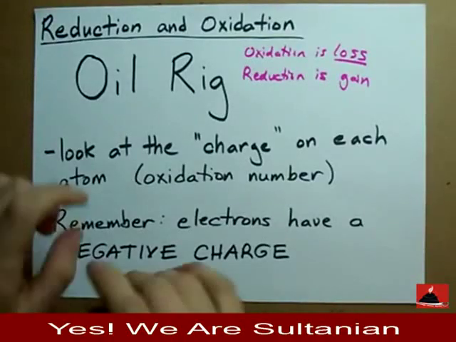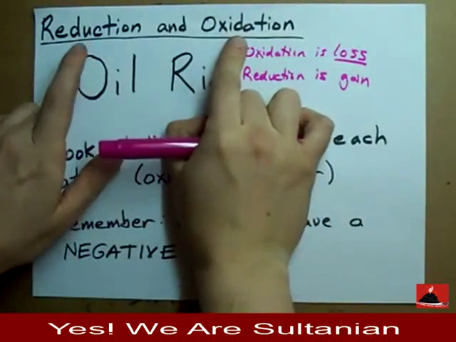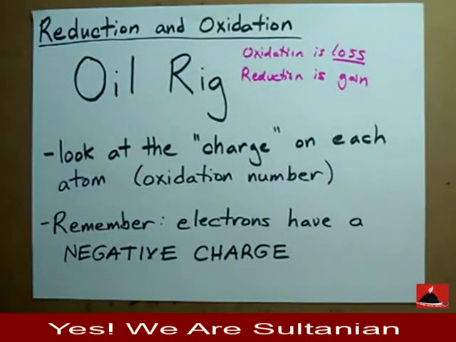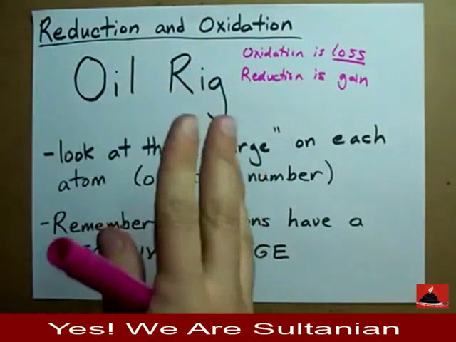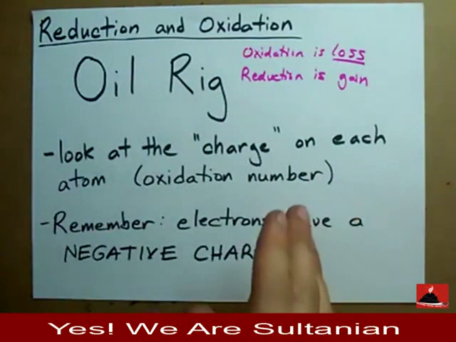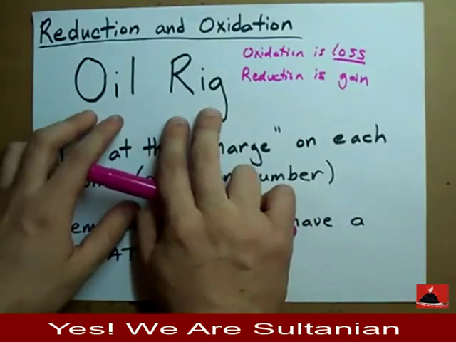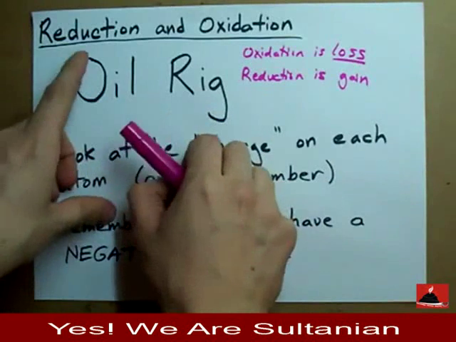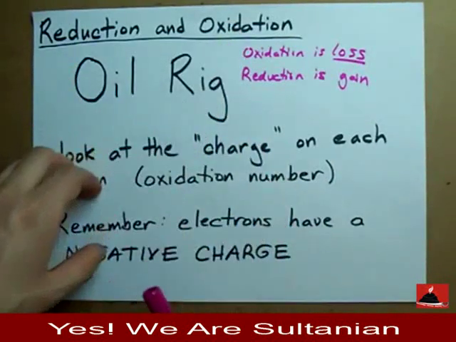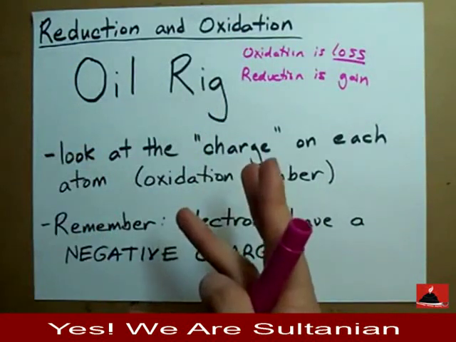All right, today I want to talk about reduction and oxidation of atoms in compounds during chemical reactions. What I need you to remember for this entire video is OIL RIG. This is a little acronym that's going to help you remember the difference between reduction and oxidation. Other teachers have other acronyms.